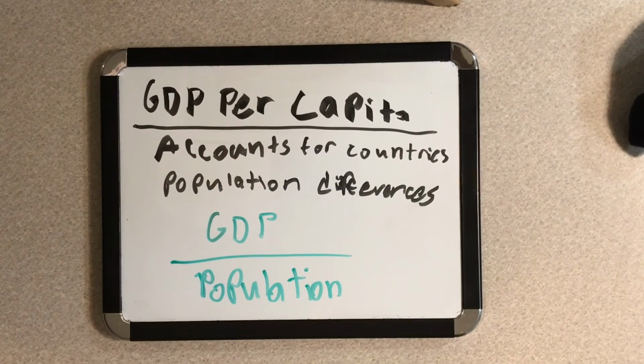GDP per capita is a more accurate way to rank countries than just using GDP because it accounts for differences in population. To solve for GDP per capita, you take the GDP of a country and divide it by the population.